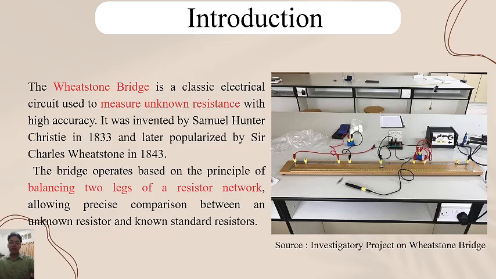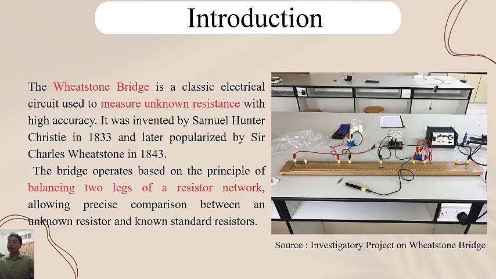A Wheatstone bridge typically consists of 4 resistors arranged in a diamond-shaped configuration, a voltage source, and a galvanometer or other sensitive voltmeter placed between the two midpoints. When the bridge is in a balanced condition, no current flows through the galvanometer, indicating that the ratio of resistance in one leg matches the ratio in the other leg.